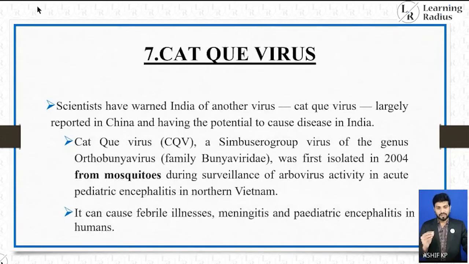Next is CADQ virus. Scientists have warned India of another virus, CADQ virus, largely reported in China and having the potential to cause diseases in India. CADQ virus, CQV, a symbiosis group virus of the genus Orthobunyavirus, family Bunyaviridae, was first isolated in 2004 from mosquitoes during the surveillance of arbovirus activity in acute pediatric encephalitis in northern Vietnam. It can cause febrile illness, meningitis, and pediatric encephalitis in humans. So that is about CADQ virus, that is CQV.